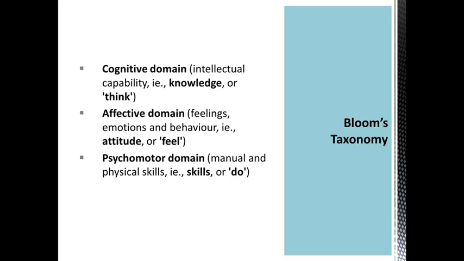Bloom's taxonomy is actually three distinct areas. There's the cognitive domain, which is the intellectual, knowledge, thinking kinds of learning. Affective domain, which is our feelings, and psychomotor domains. These are the manual skills, physical skills.